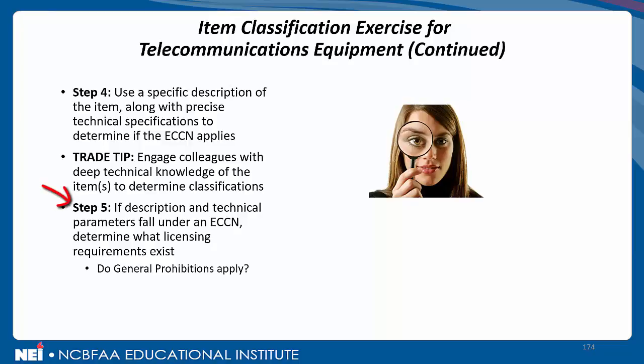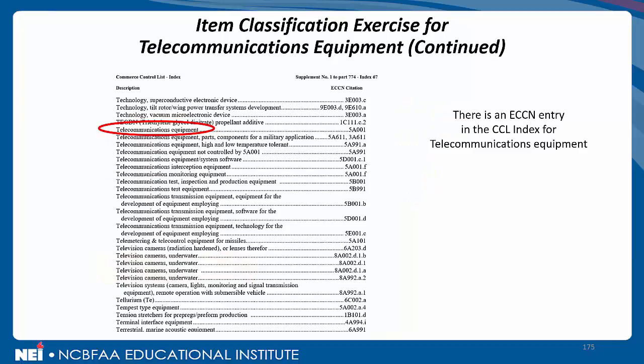In step 5, if the description and technical parameters fall under an ECCN, determine what licensing requirements exist. And then, although we won't talk about it much now, we want to go a further step and make a determination if the general prohibitions apply. More on that later on. So let's continue with our item classification exercise for telecom equipment.